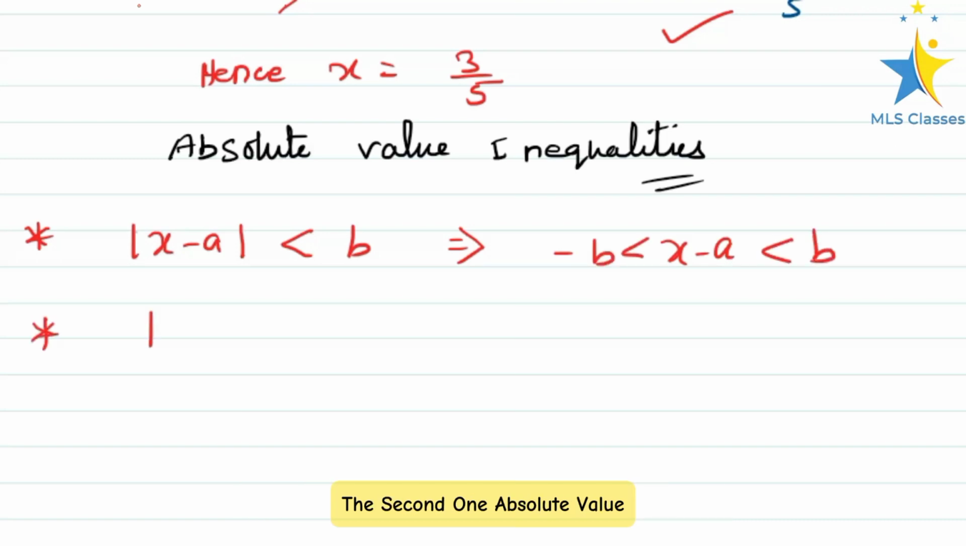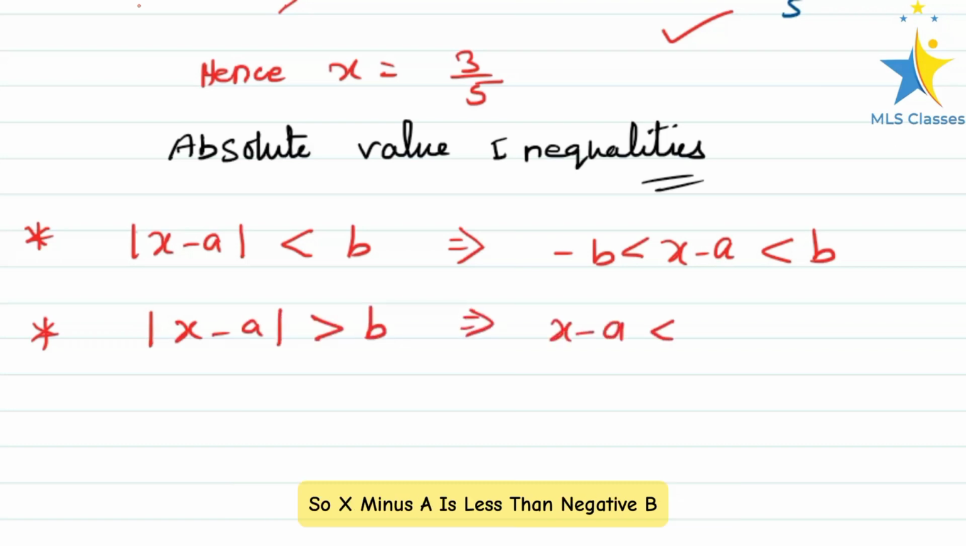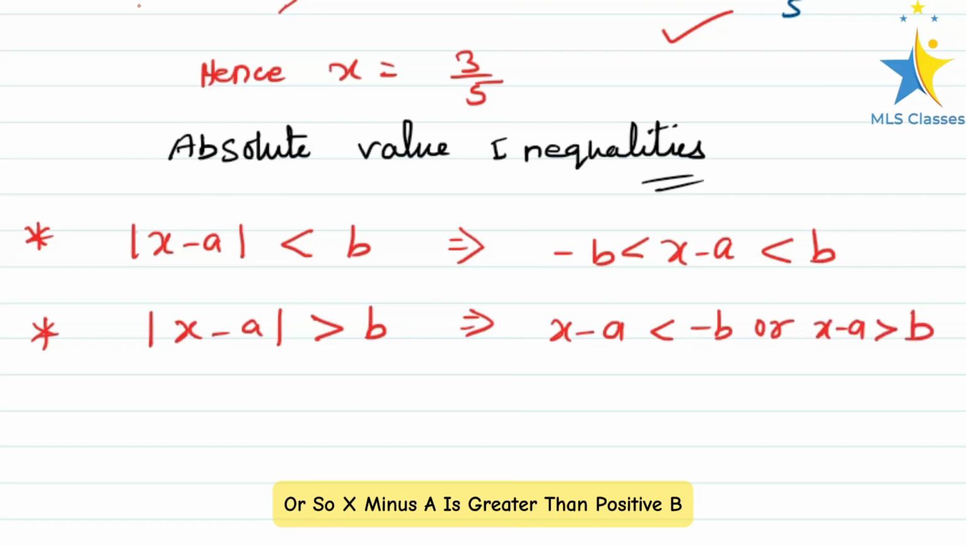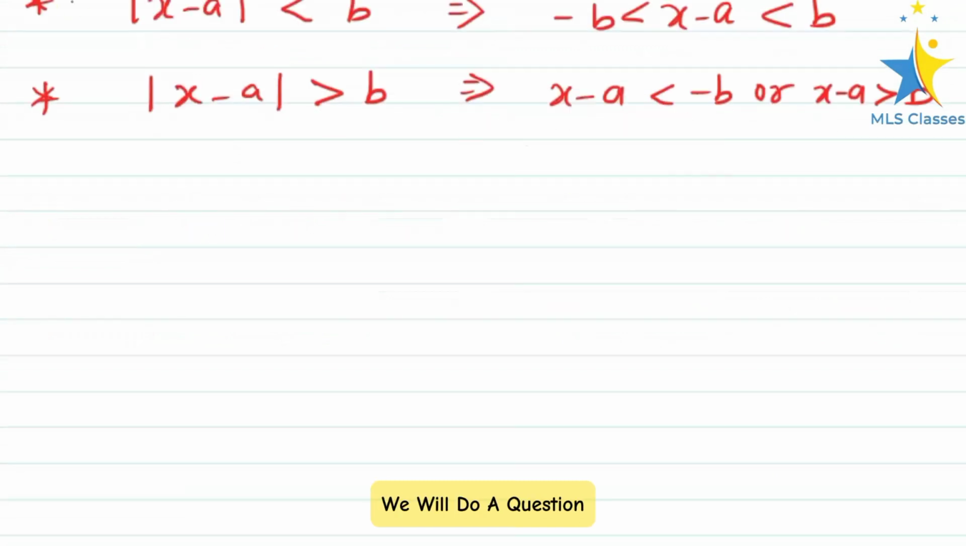The second one: absolute value of x minus a greater than b. Then this can be written as x minus a less than negative b, or x minus a greater than positive b. So these are the two methods which we need to remember. Let's do a question where a combination of both will be available.